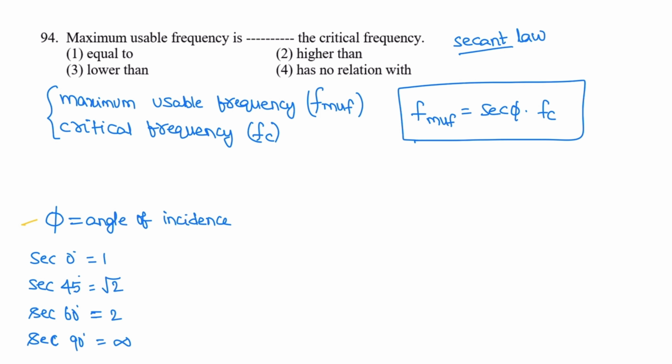For phi equal to 0, secant is 1. As the angle of incidence increases, the secant value increases. So generally the maximum usable frequency is greater than or equal to the critical frequency. If the angle of incidence is 0 degrees, then the maximum usable frequency and critical frequency are the same. In all other cases, if the angle of incidence is greater than 0, the maximum usable frequency is greater than the critical frequency.